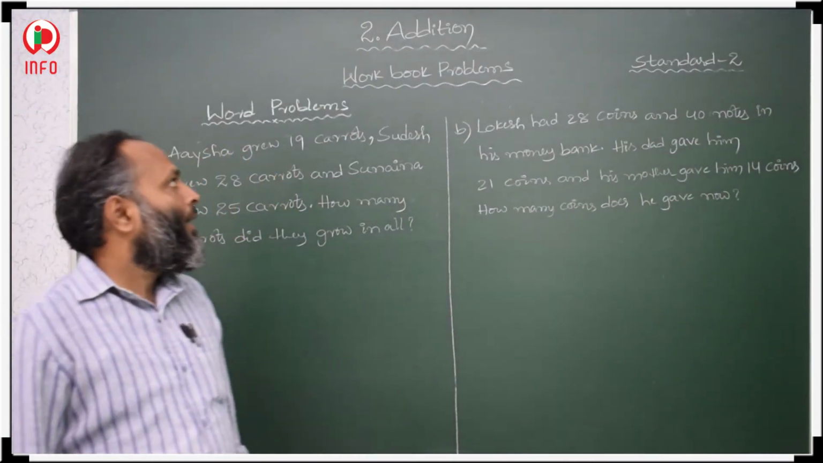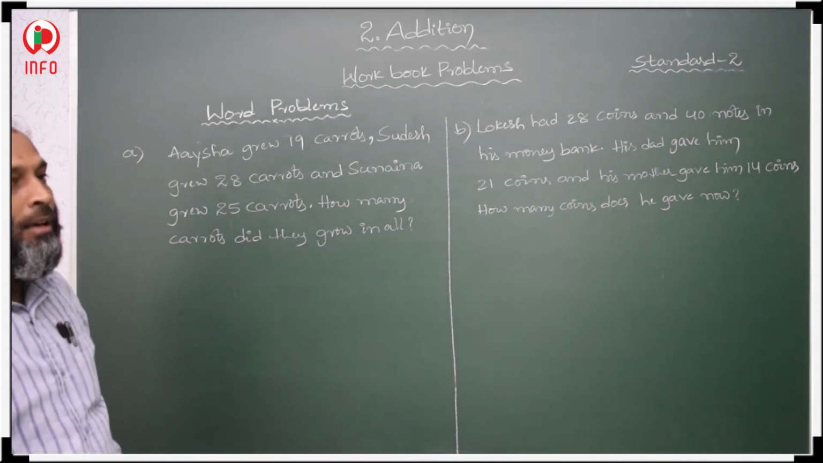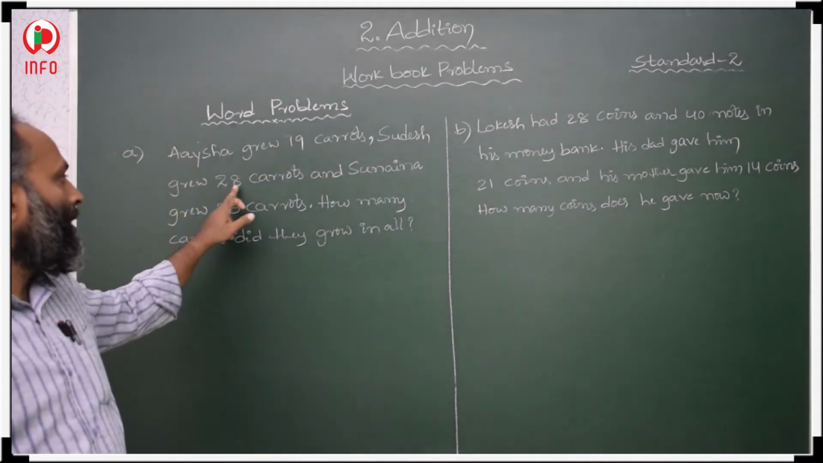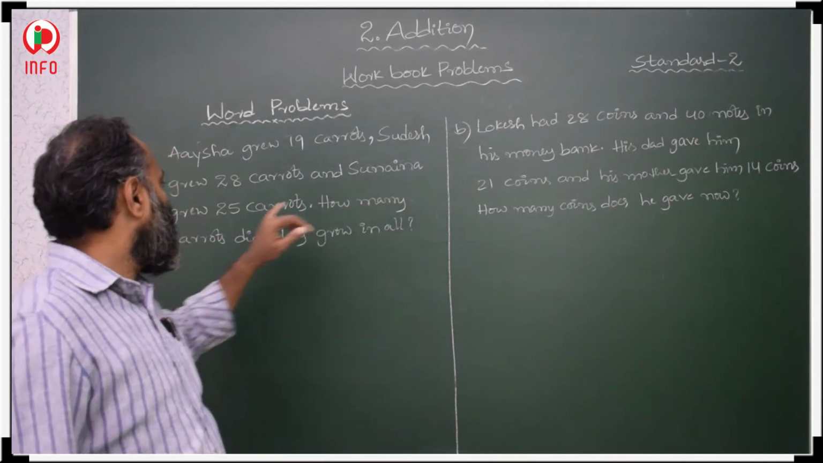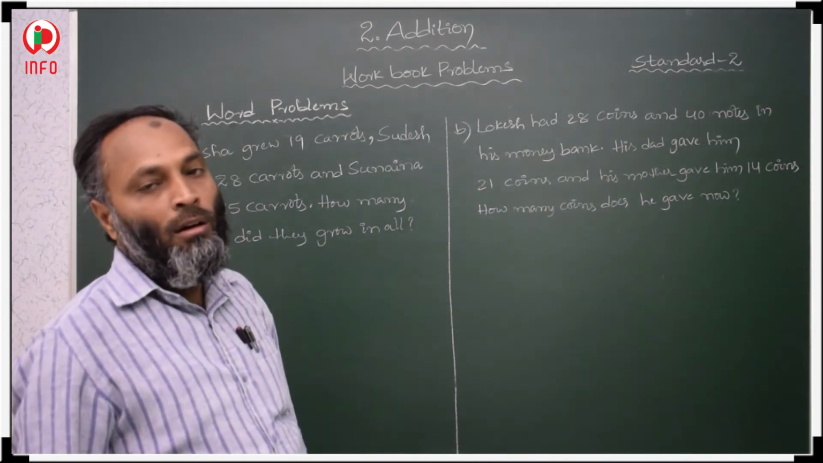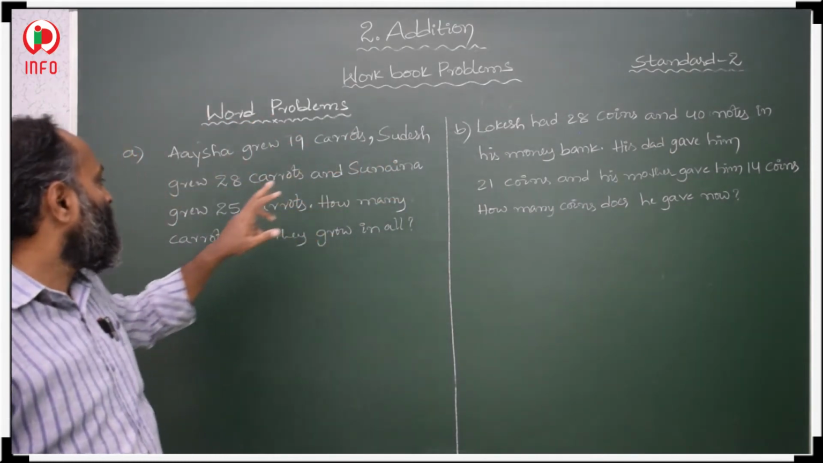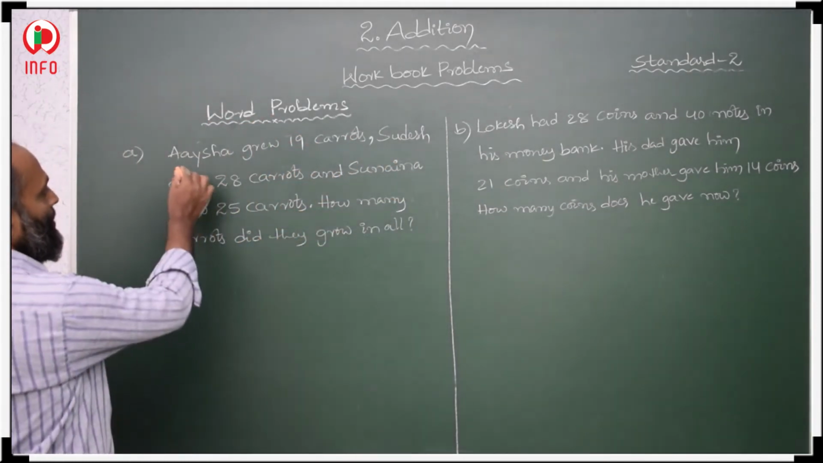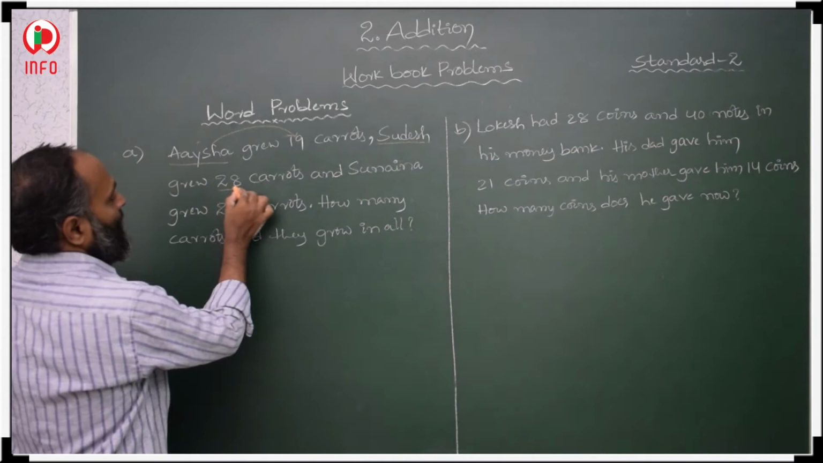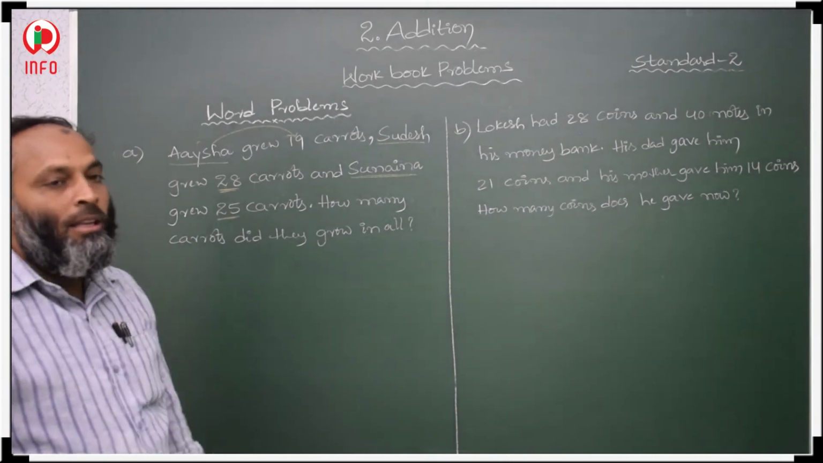Yes, now students, in workbook, word problems. See here, first question in word problem. Aisha gave 19 carrots, Sudesh gave 28 carrots, and Sunaina gave 25 carrots. How many carrots did they grow in all? Total. So 3 members: Aisha, Sudesh and Sunaina. So Aisha, how many carrots? 19 carrots. Sudesh, how many carrots? 28 carrots. And Sunaina, how many carrots? 25 carrots. They grow.